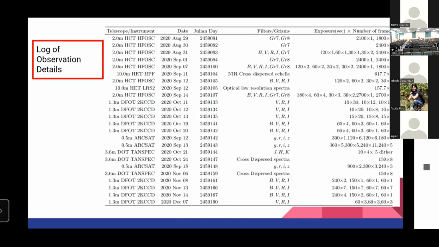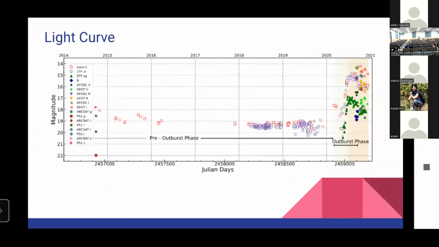So, this is the log of our observation. We used various international facilities for our observation, like the 2-meter Himalayan Chandra telescope and the 10-meter Hobby-Eberly telescope. Then there was the 3.6-meter optical telescope, and the 1.3-meter optical telescope. And this is the historical light curve of Gaia.